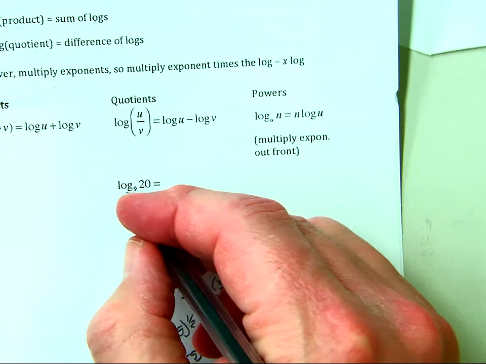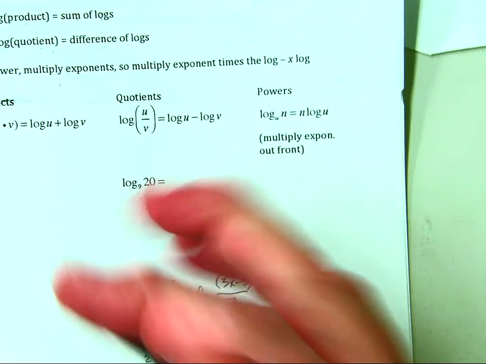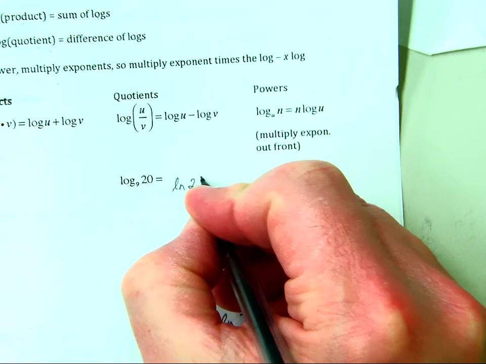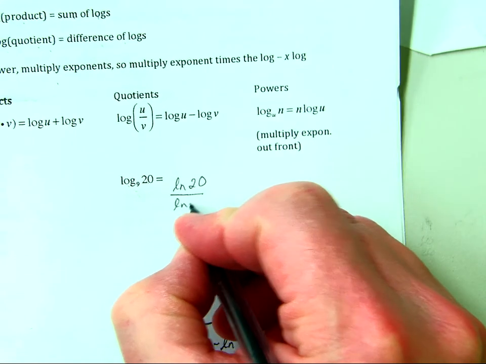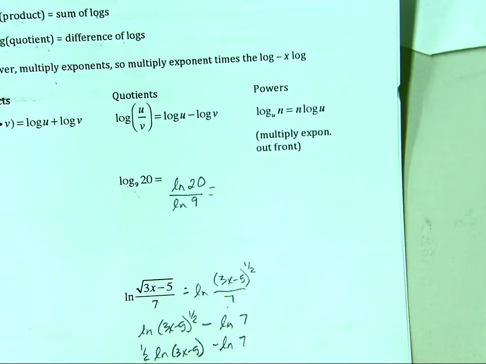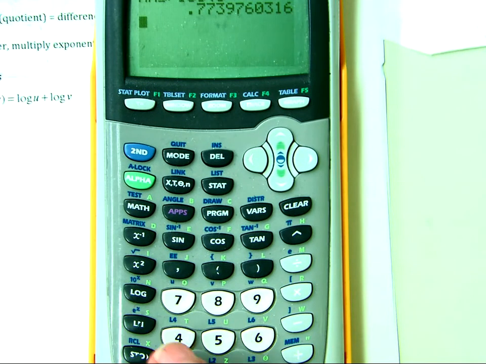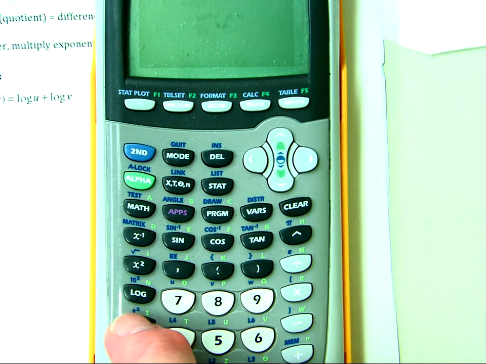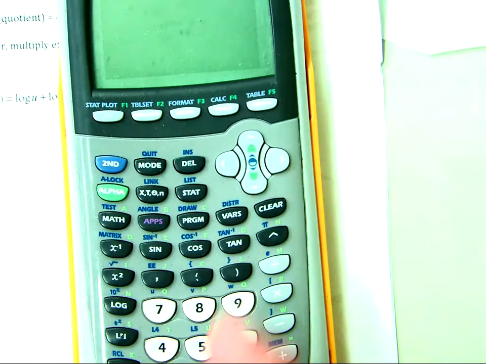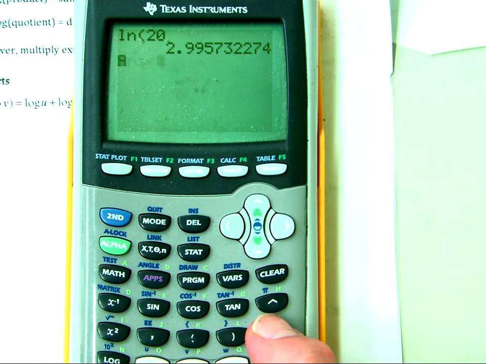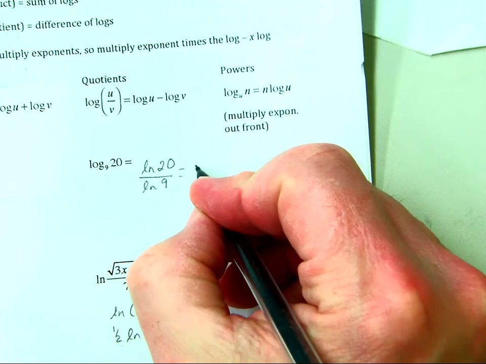Or this one, log base 9 of 20. Let's say I want to use the ln button this time. Again, it doesn't matter. Either one works. I can take the natural log of the value, 20, divided by the natural log of the base, 9. And you just do that on your calculator. So you press the ln of 20 and hit enter. Divide by, and then hit ln of 9 and hit enter. 1.363 for 3 decimal places.